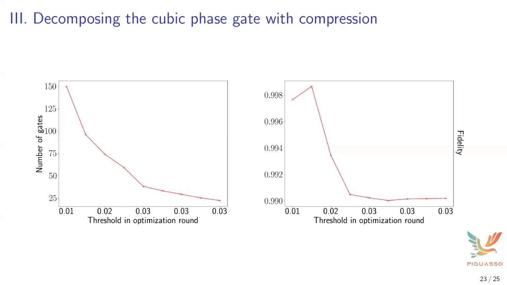So you started with 150 or something, but you can reduce it to 25, which is a huge improvement over the original number, and it really matters in circuit design. And the fidelity stayed approximately the same. So there is, of course, a trade-off.